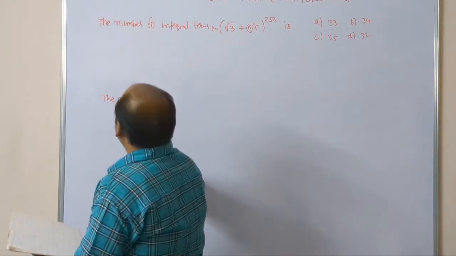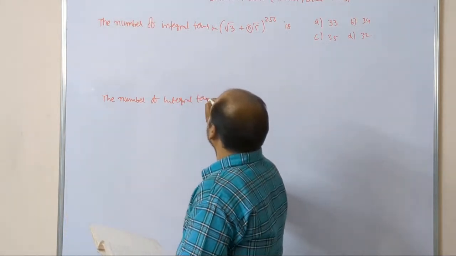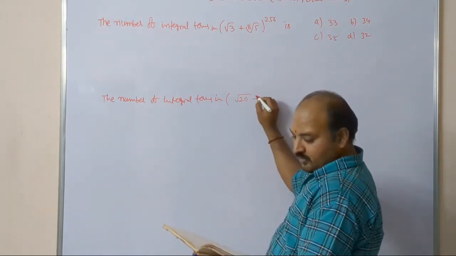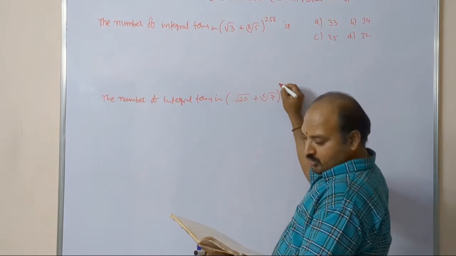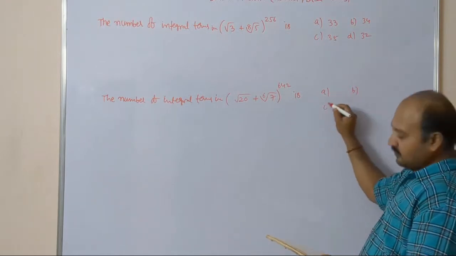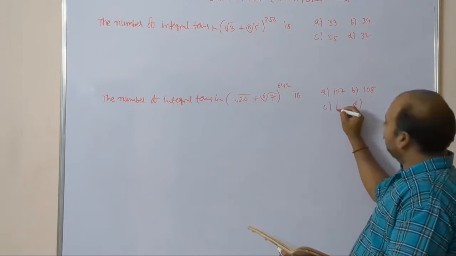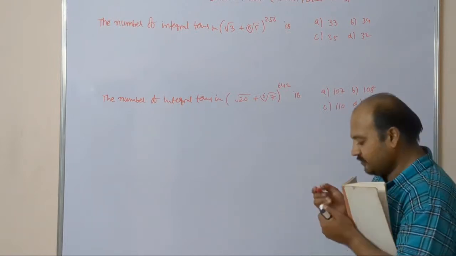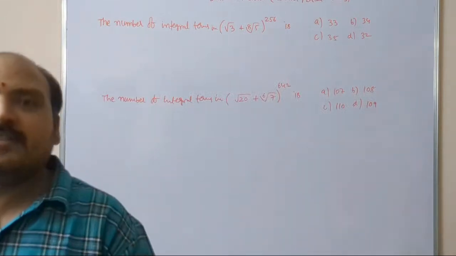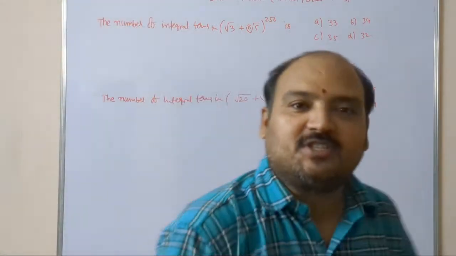The same type of question, one other also I will give for the practice session. The number of integral terms in the expansion of root 20 plus 6th root of 7, whole power 642, is 107, 108, 110, 109. So how to do these type of questions? The number of integral terms in the expansion. Two questions are there, dear students. You keep in mind how to do this type of questions.